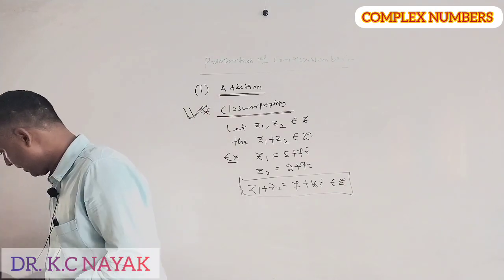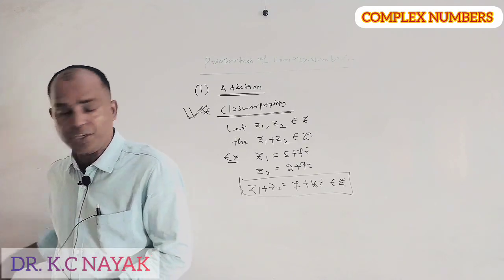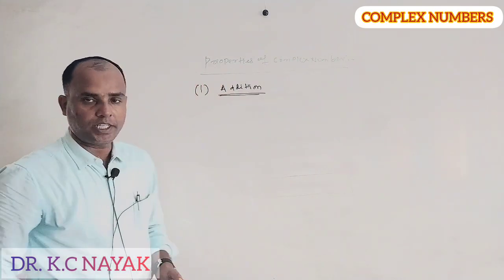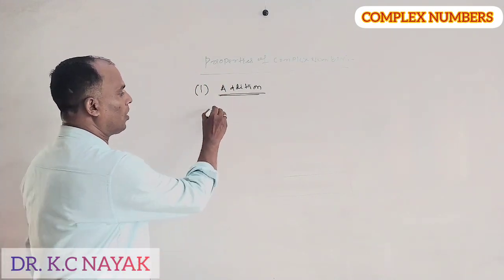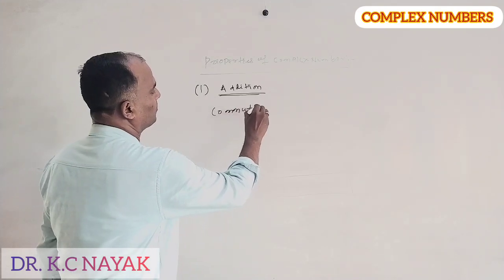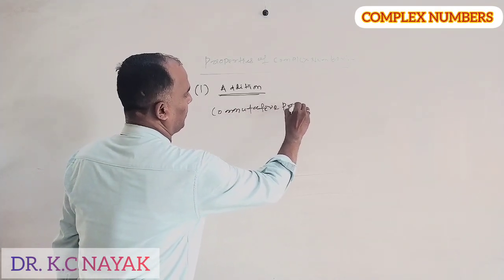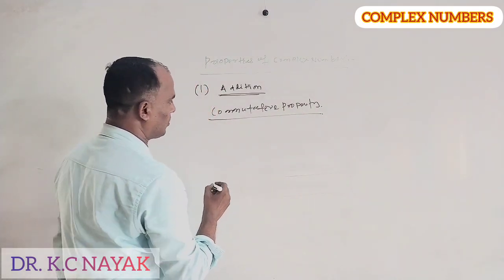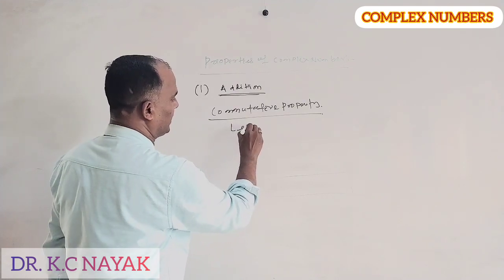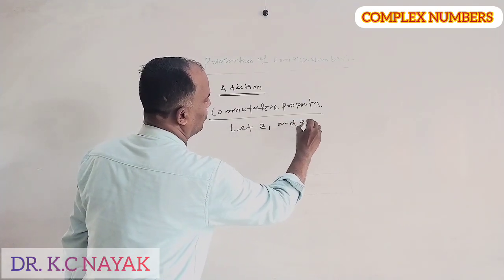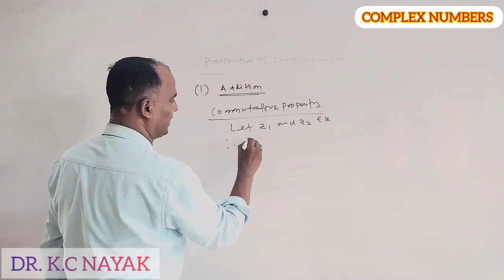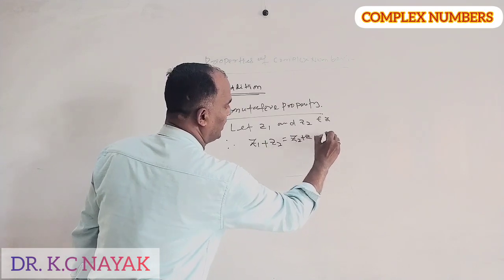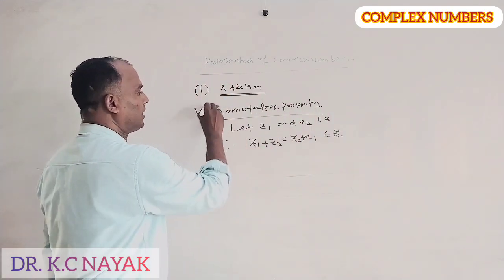Then the next property is the commutative property. What is the commutative property? Commutative property or commutative law. In the case of the commutative property, let Z1 and Z2 belong to Z, then Z1 plus Z2 is equal to Z2 plus Z1, which also belongs to Z.